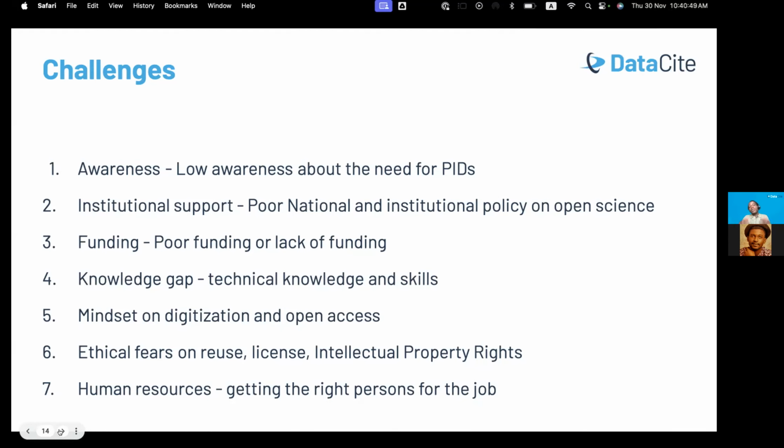And even if you have the money and you have the right knowledge gap, when the technical skill and the knowledge is not there, the money is going to be wasted. Then mindset on digitization and open access could also be another factor. Ethically, there are fears that if I put my information there, somebody will use it. Plagiarism, if it is data, somebody will use it. If it is image, somebody will use it.